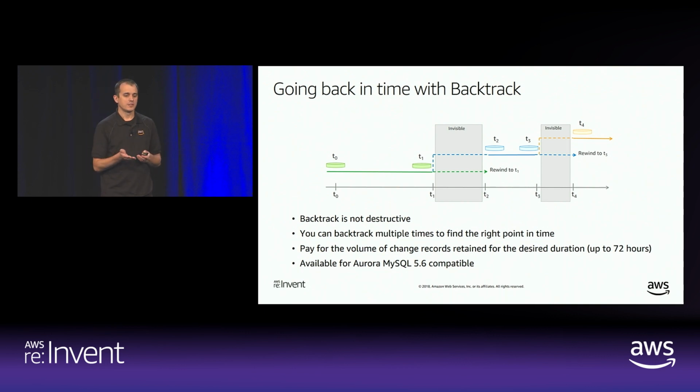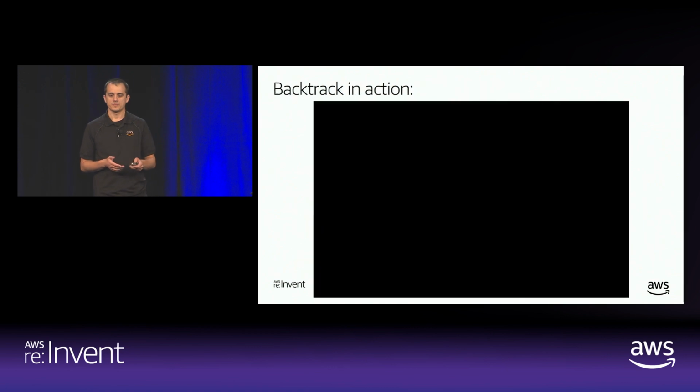And Backtrack is available for a desired period of up to 72 hours. So you can backtrack as far back as 72 hours. And you pay for the volume of those change records that we retain during that time. So, in most cases, that cost is really nominal for leveraging this type of a feature. And of course, right now, Backtrack is available for Aurora MySQL 5.6. We're, of course, working to bring that to the other Aurora engines and versions as well. And I want to show you a demo of Backtrack in action.